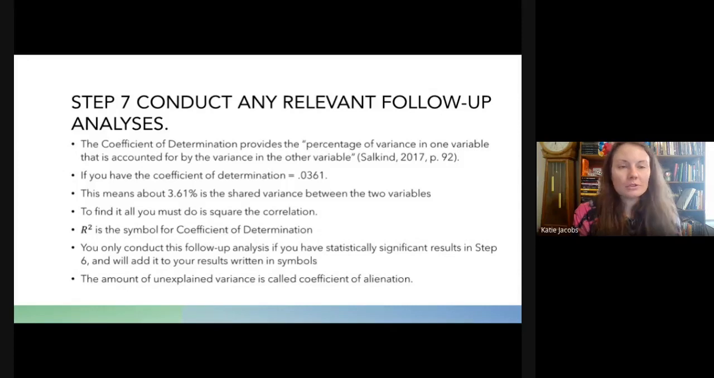So for example, if I gave you an assignment and you did not reject the null hypothesis in step 6, and I had a step 7, you would say, I can't do it because we didn't have significant results in step 6. The amount of unexplained variance then is called the coefficient of alienation. Okay?